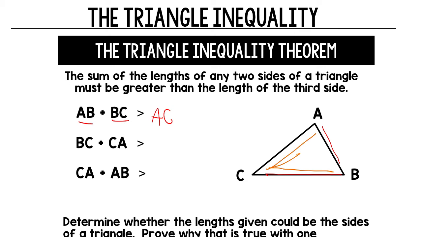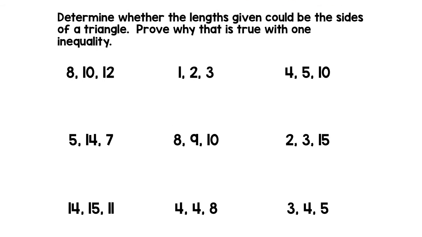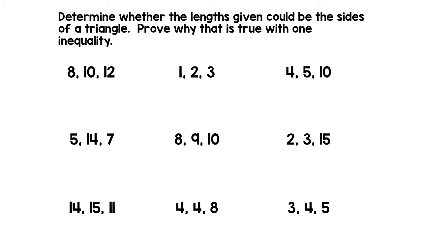BC plus CA has to be greater than side AB. And finally, side CA plus side AB has to be longer than side CB. Let's do some practice with these. Determine whether the lengths given could be the sides of a triangle. Prove why that is true with one inequality.